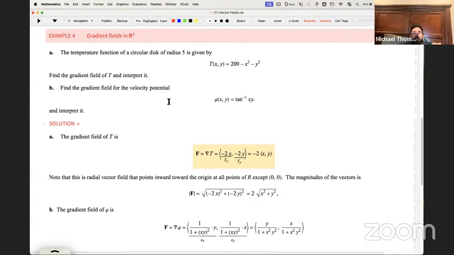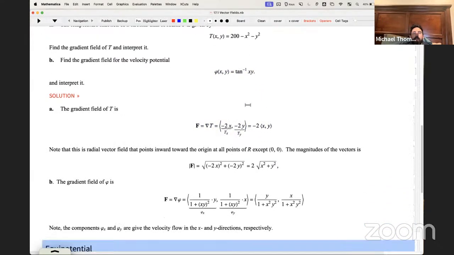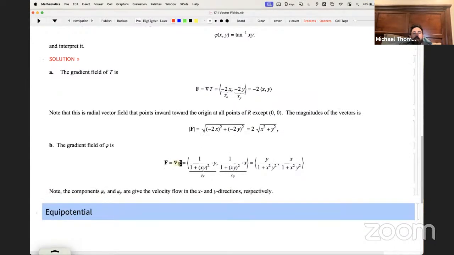What else? Same thing here. If you start with a scalar valued function, so this is a surface, you could take the gradient of phi. I'm not sure if you remember this, but the derivative of tan inverse of u is 1 over 1 plus u squared times du. So there are your derivatives. Don't forget the chain rule right there. You could simplify it. So there's the gradient field that's created out of this potential function.